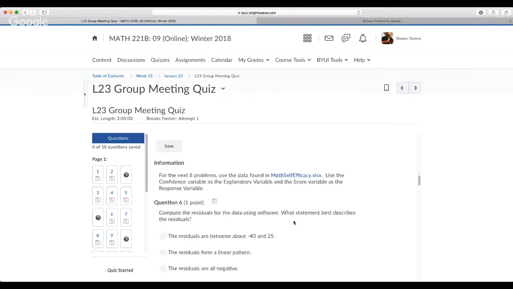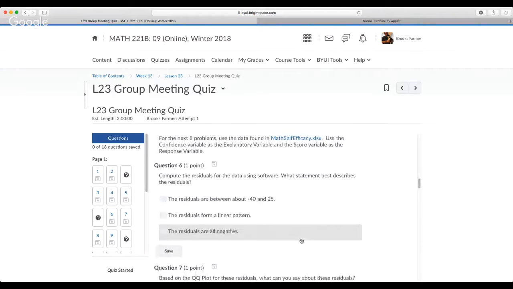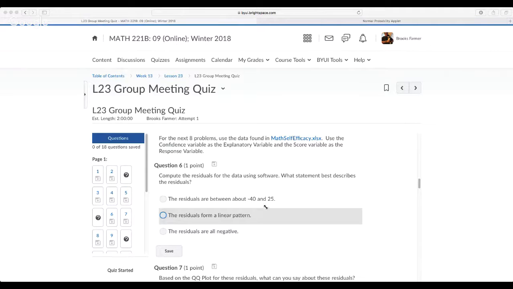For the next 8 problems, use the data found in math self-efficacy, the confidence variable. Compute residuals for the data using software. What statement best describes residuals? So take a second to do that. Aren't you guys glad we have Excel to do this for us? Oh yeah. And even then, sometimes it confuses me. Yeah, well, isn't that his job?